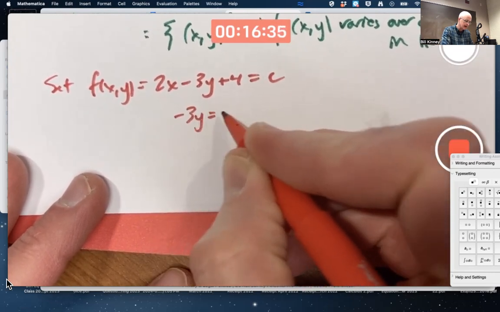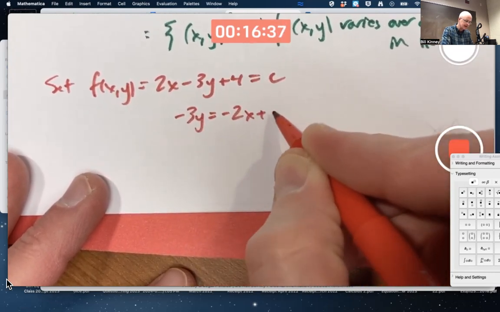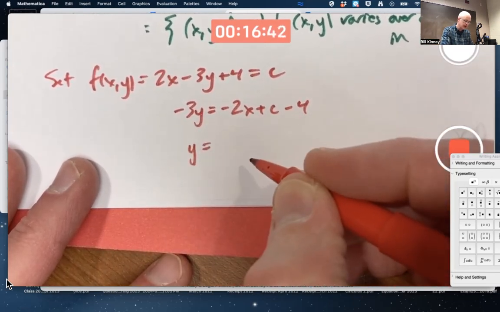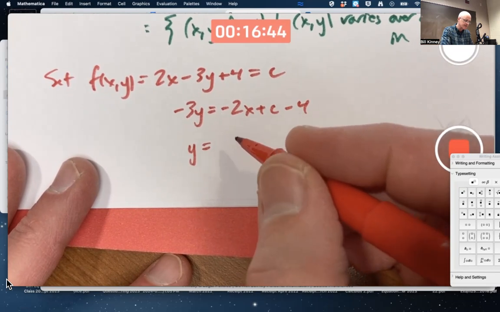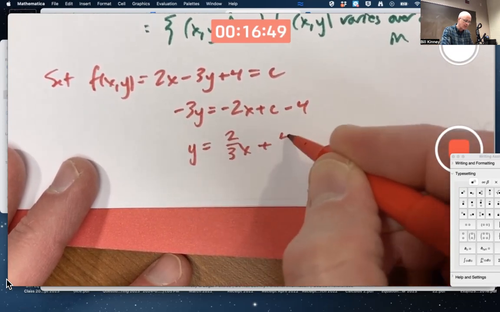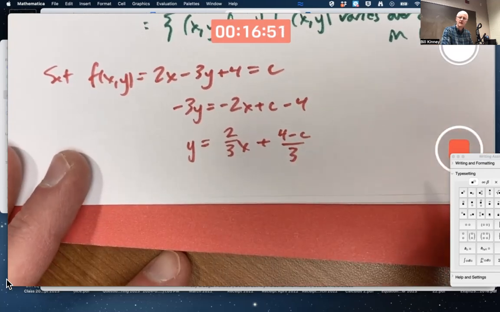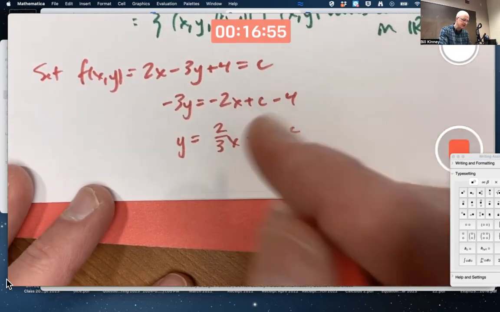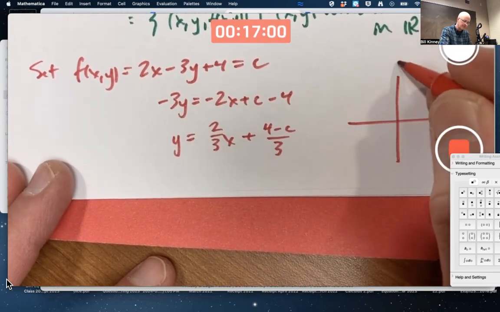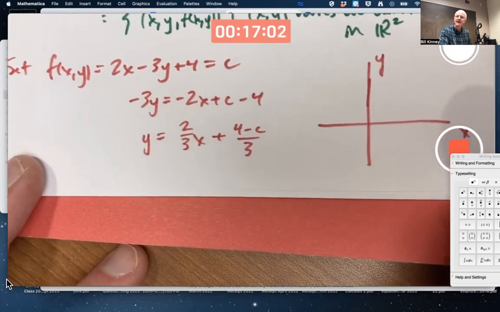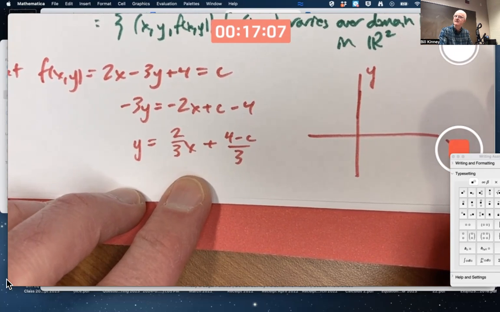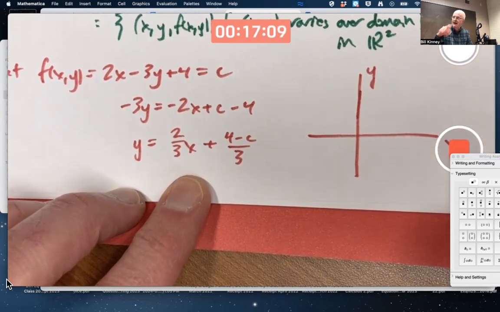Solve this for y as a function of x. Negative 3y would be negative 2x plus c minus 4. Y would be, divide everything by negative 3, positive 2/3 x plus 4 minus c over 3. So for any given value of c, I can draw this line in the plane, and that corresponds to the level curve for that value of c.